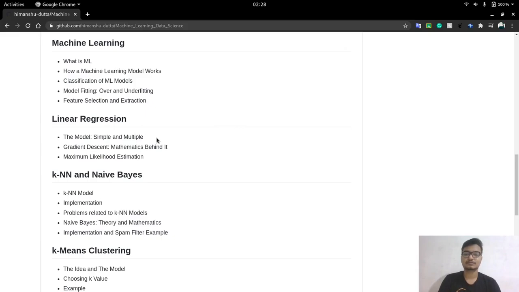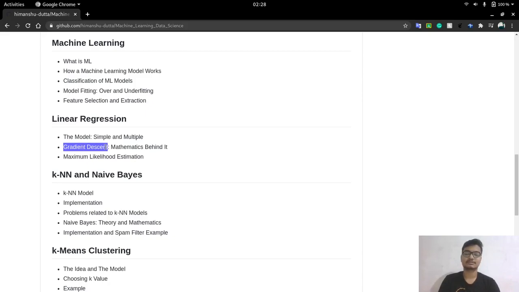The idea of this course is to give you a starting point that is good enough for you to build upon the concepts you have already learned. So we will be talking about simple and multiple linear regression, how they work, what regression is, what all these things mean, and how they differ from each other. After that we'll talk about gradient descent.